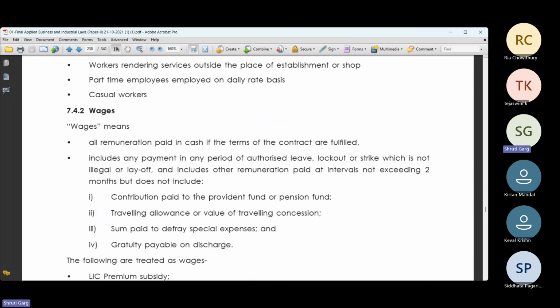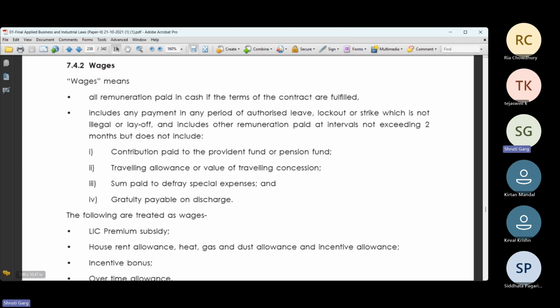Now wages. What are the wages? What is covered in the wages?